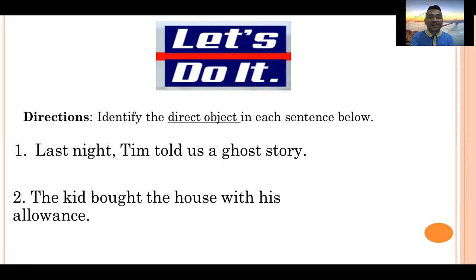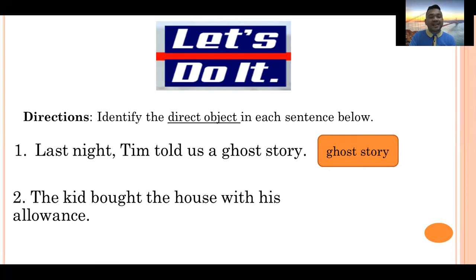So last night, Tim told us a ghost story. So the direct object here is, great job, ghost story. What about number 2? The kid bought the house with his allowance. Wow, this kid is so amazing. So what is the subject here?